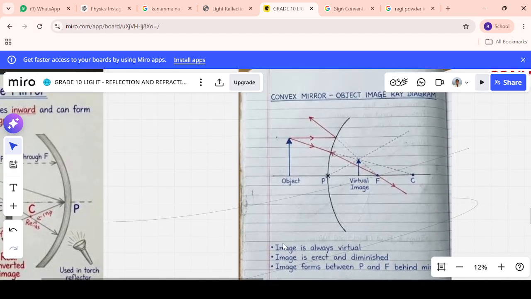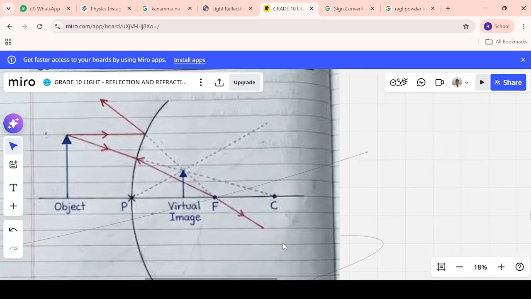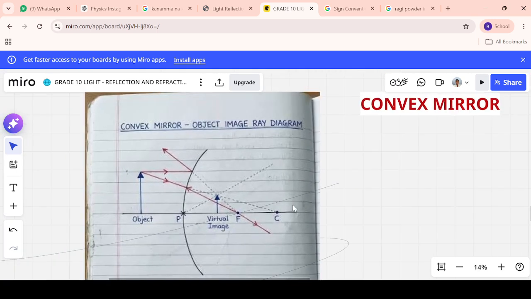Now coming back to the convex mirror. The object is placed in front of the convex mirror. So two rays we are taking. One is parallel and is passing in this way. As it is reflected, it appears to be coming through the focus. When we are extending the lines, both are meeting at one point. The rest you can do on your own.